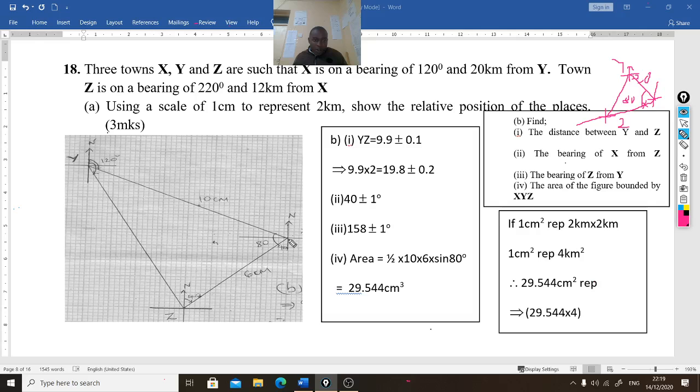Then from there, remember you are measuring. We said here is 40, so you just measure 40 from this point. From this point, you read that way.